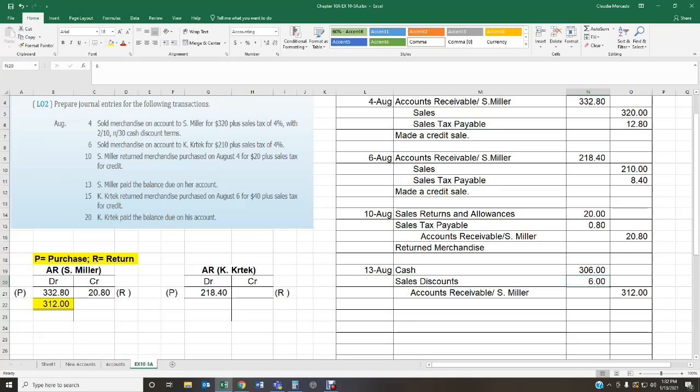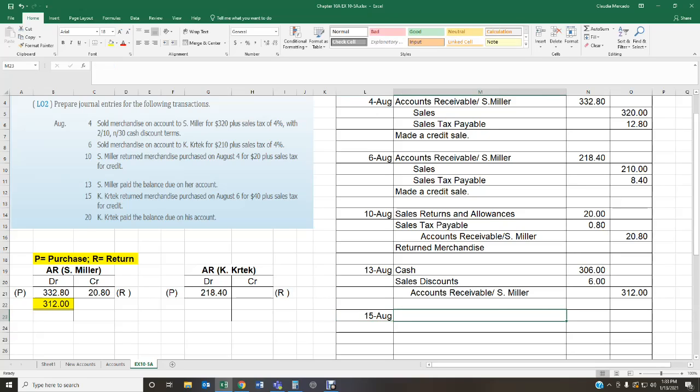Okay, so that happened on the 13th. Now let's go to what happened on the 15th. It says that Kurtek returns the merchandise purchased on August the 6th, $40 plus the sales tax for credit. So that is happening on August the 15th. Okay, so August the 15th, we made a return.